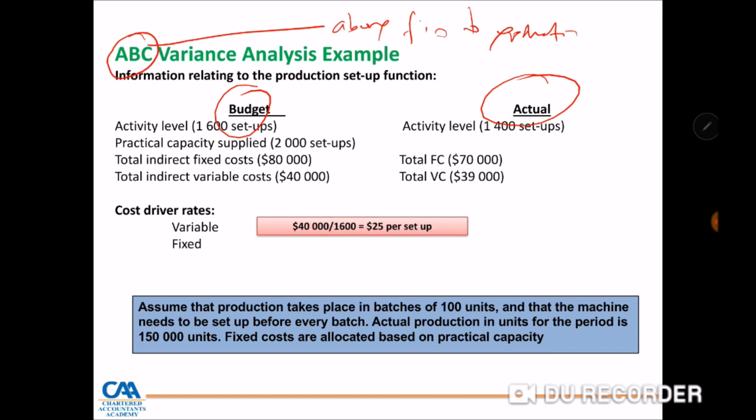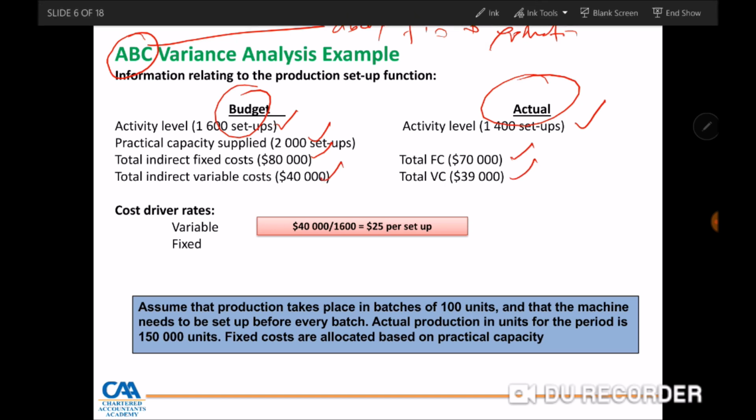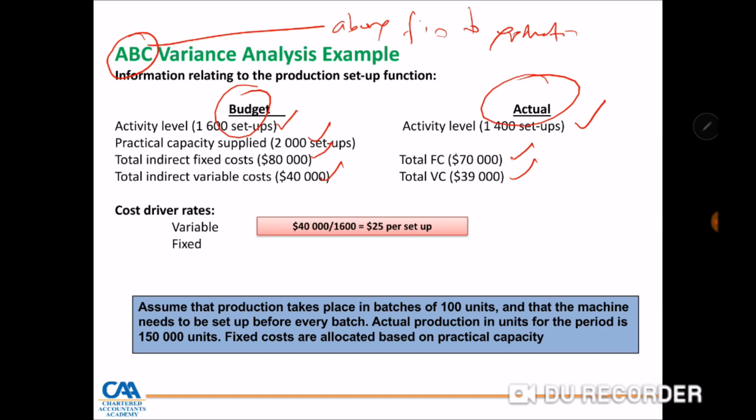So in this example, for activity level, we are budgeting 1,600 setups, but the actual was 1,400 setups. Then capacity, we can only do a maximum of 2,000 setups, practical. Then we are budgeting total indirect fixed cost of 80,000, but total fixed cost capitalized was 70,000. Variable cost 39. So now we need to calculate the cost driver rates, and normally we use the budgeted setups. So 40,000 divided by 1,600, so we are supposed to capitalize $25 per setup. We do this at the planning stage, and this then is our standard.